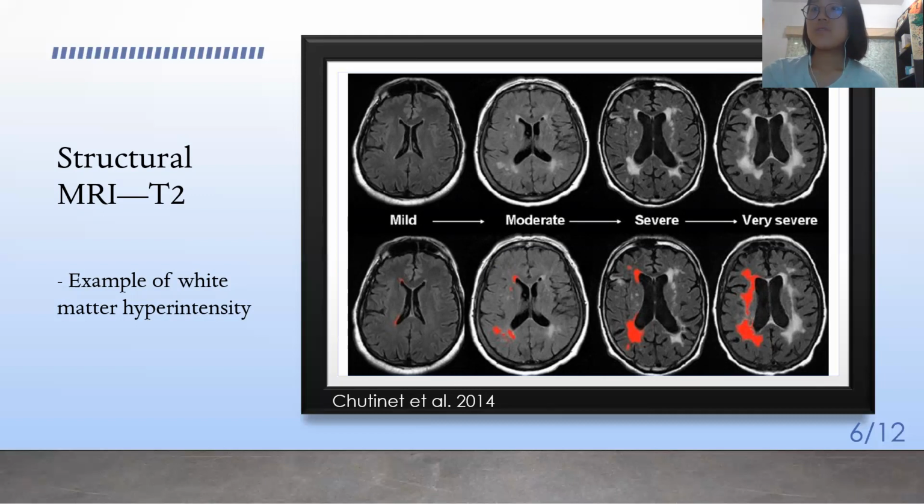In this picture, we see 4 different stages of the brain. At the last stage, from a patient of Alzheimer's, we see white parts in the brain, which indicate vascular damage. This is caused by white matter hyperintensity.